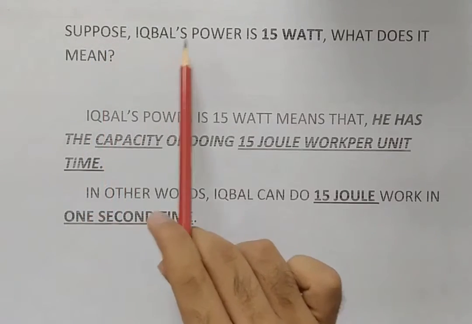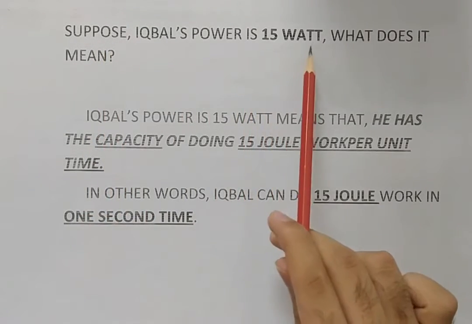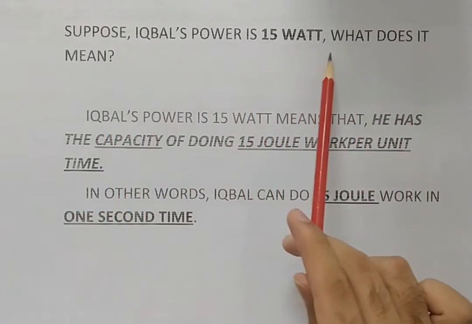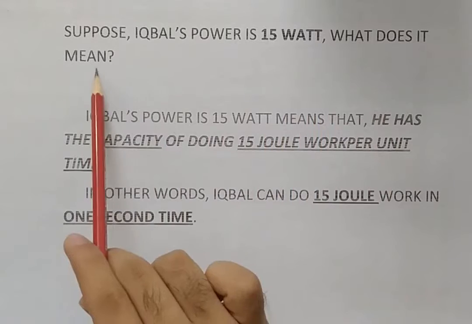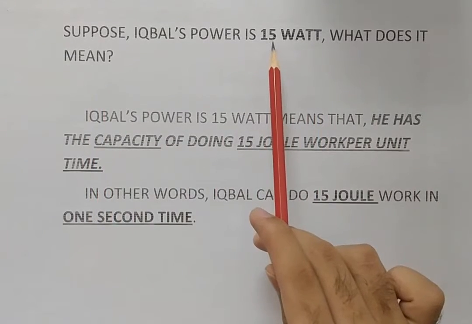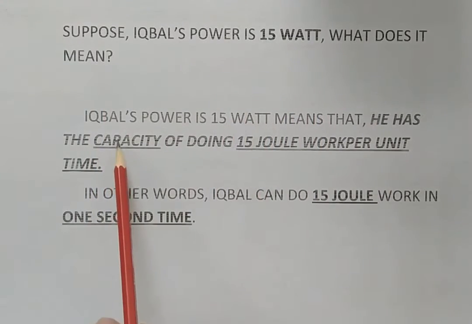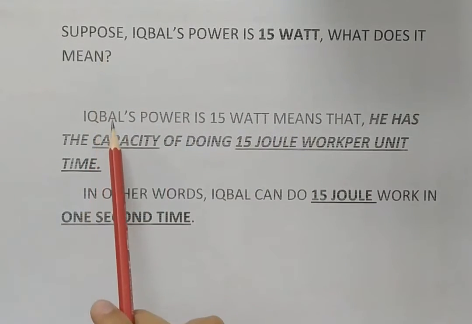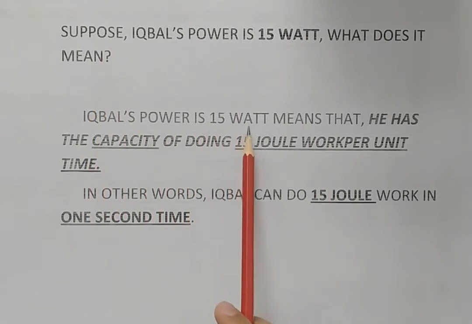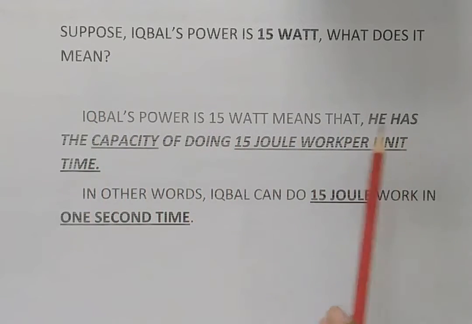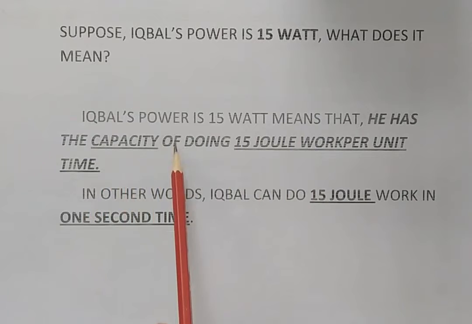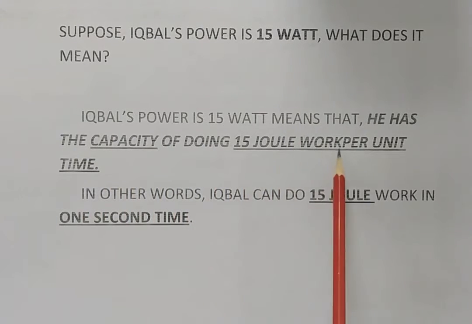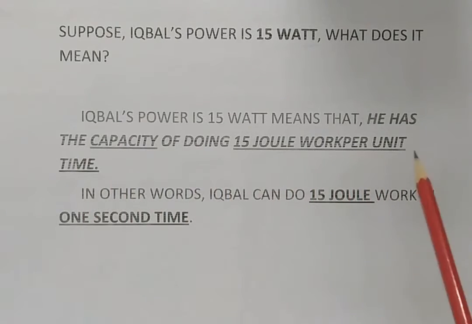Suppose Iqbal's power is 15 watt. What does it mean? These types of questions are quite common in the SSC examination. Maybe the digits will be changed, but the question type or writing style of the answer will be similar. This can be explained as: Iqbal's power is 15 watt means that he has the capacity of doing 15 joule work per unit time.